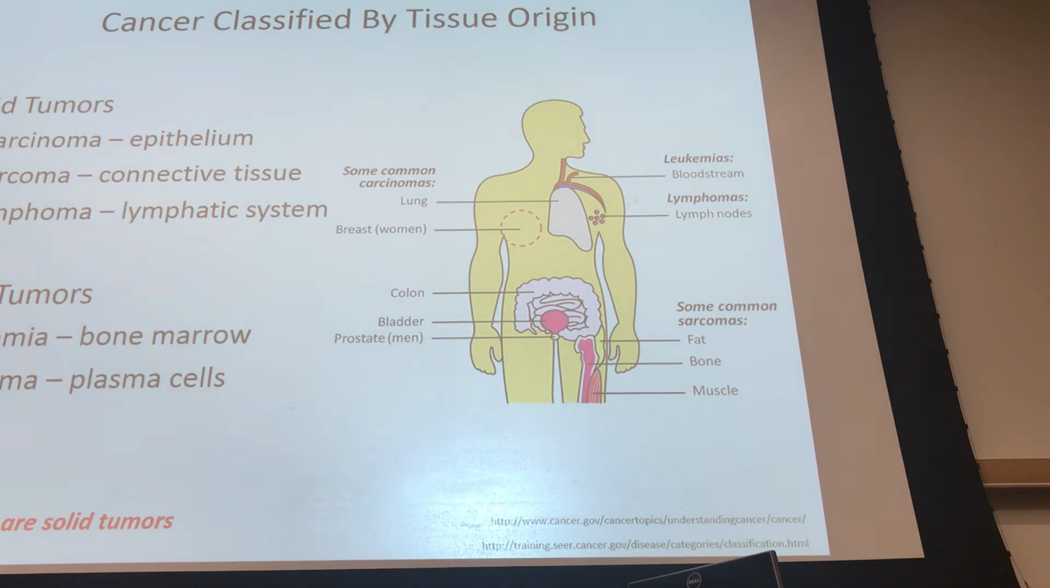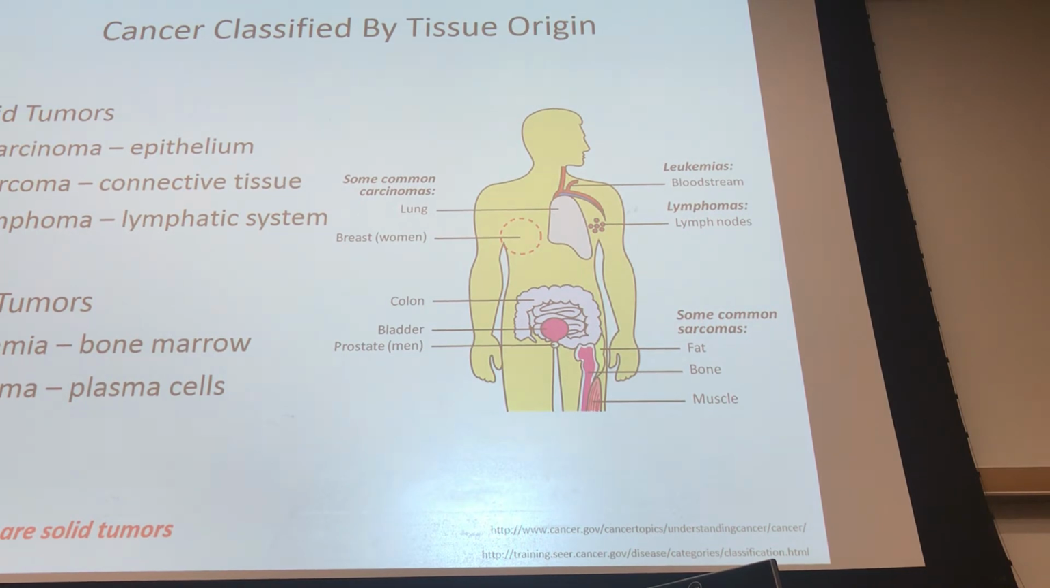All right. So cancer is going to be classified by tissue origin. We've got solid tumors and liquid tumors. It's classified as a carcinoma if it's a cancer of epithelial cells, for example breast or prostate cancer. Sarcomas if it's cancer of connective tissue. It's a lymphoma if it's a cancer of the lymphatic system, leukemia if it's cancer of the bone marrow, and a myeloma if it's cancer of the plasma cells. And you see here that 80% of cancers are solid tumors, okay? And so they would fall under either carcinoma, sarcoma, or lymphoma.